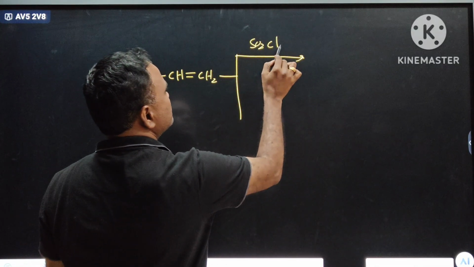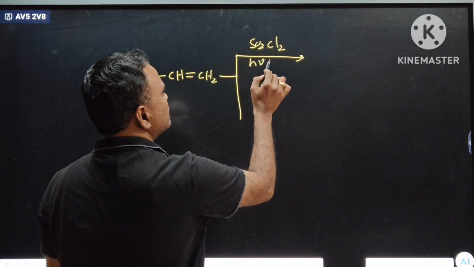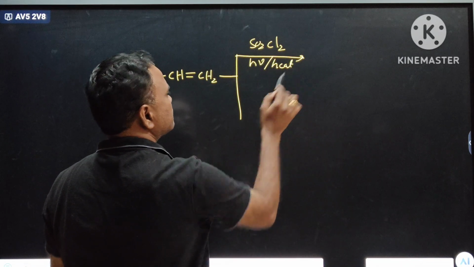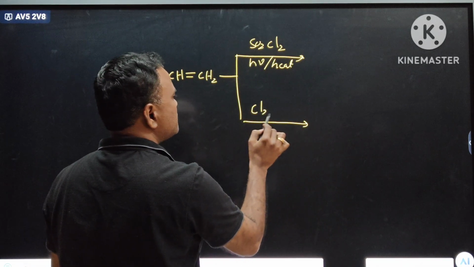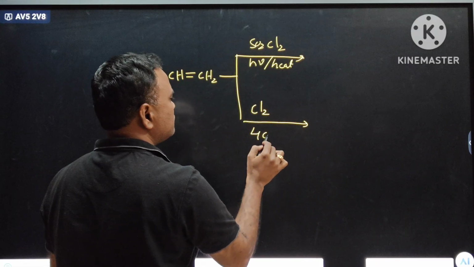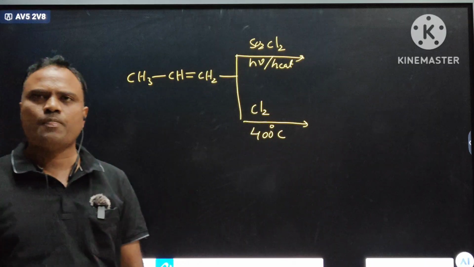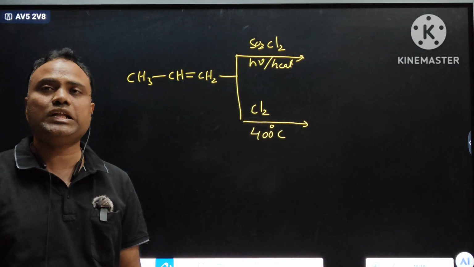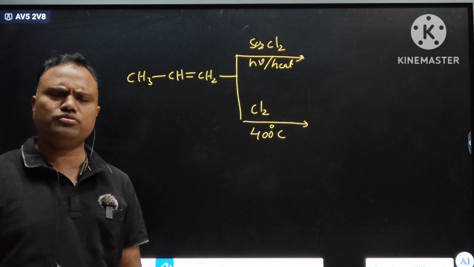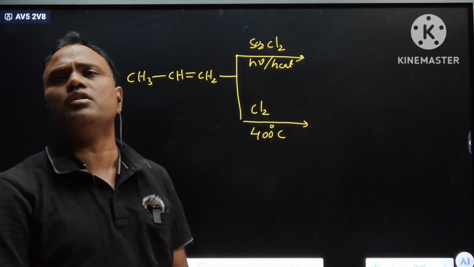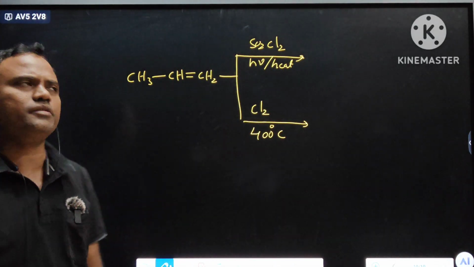Sulfuryl chloride, SO2Cl2, with light or heat; Cl2 at 400 degrees centigrade; Cl2 or Br2 at 400 to 500 degrees centigrade. That range we can use. Clear? You can use 400 or you can use 450 also. I gave the 400 to 500 range.